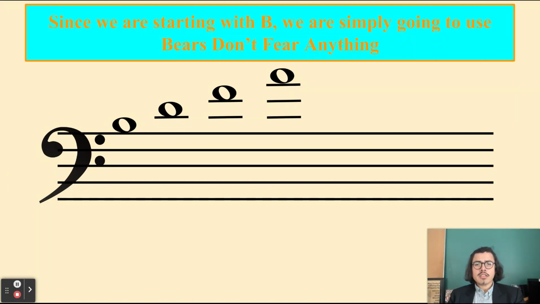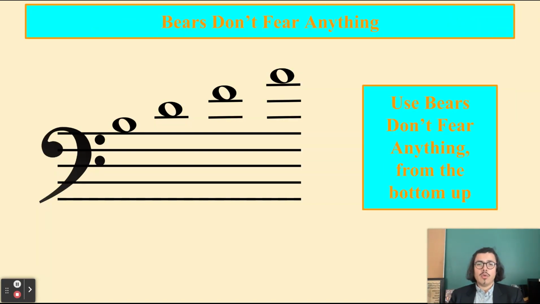Now, since we are starting with the B, we're simply going to use "Bears don't fear anything." This is the phrase that we're going to use. Okay, so let's say it. Bears don't fear anything. We're going to say this from the bottom up. Each note is going to represent a word, and each word goes inside the space. So let's check it out. B for bears, D for don't, F for fear, and A for anything.